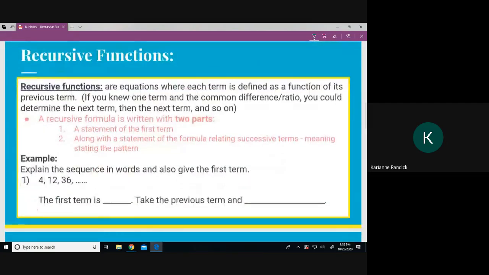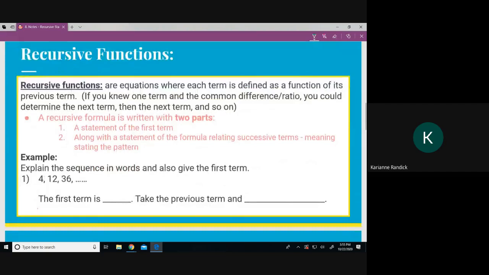So recursive functions, they have your definitions. Recursive functions are equations where each term is defined as a function of its previous term. When you're like, what? Well, it's really how we write equations. So if we know one term and we know what the common difference or ratio is, so how it changes from each term, we can determine the next term, the next one, and so on. So you know your initial term, and then you know your common difference or ratio.